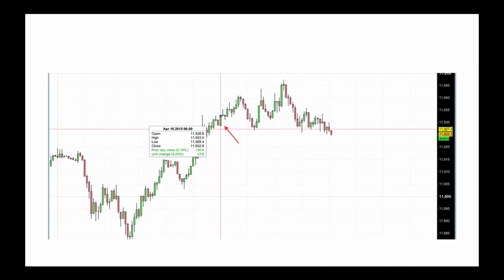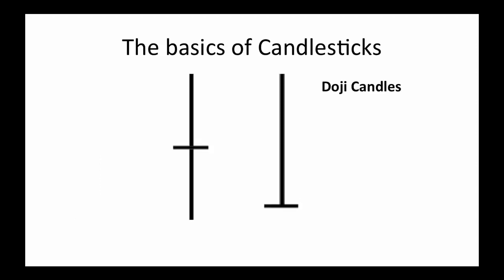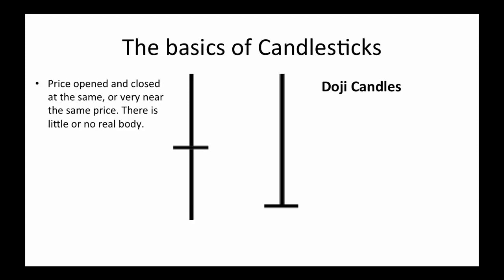You'll see one other type of candle on your charts, and they look like these. As you can see, these candles have little or no real body. They're known as doji candles. What a doji candle is telling you is that price opened and closed at the same or very near to the same price. This is known because there is little or no real body. So although the price may have moved quite significantly during the time period, it closed back on or very near to its opening price. And that is the basic foundation of reading a chart.